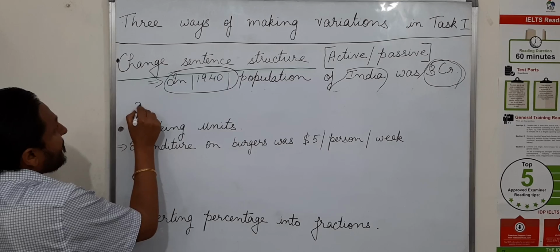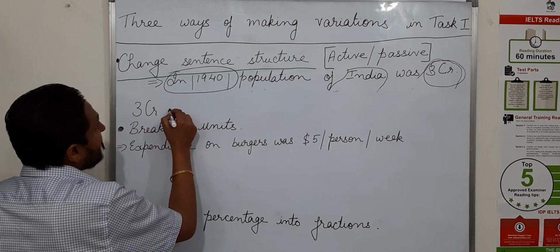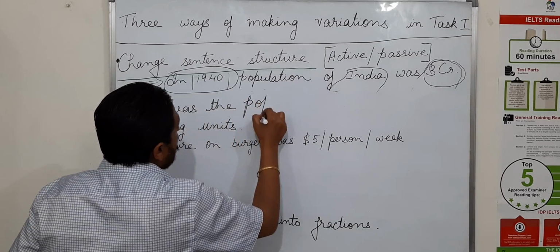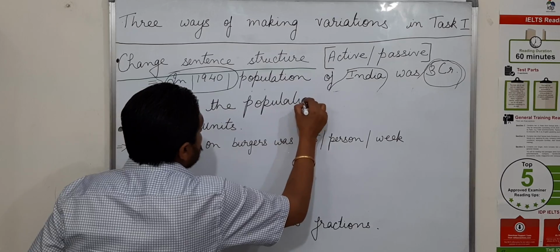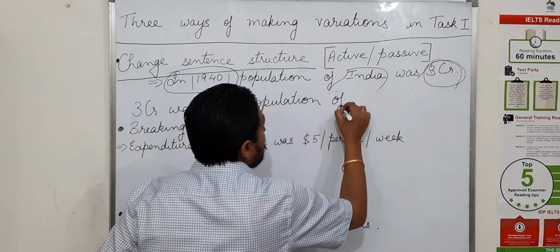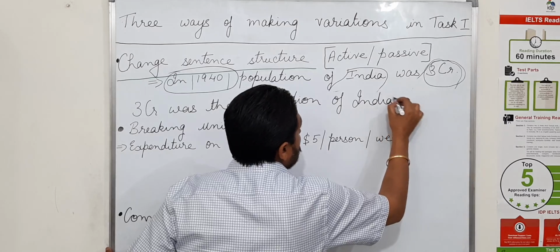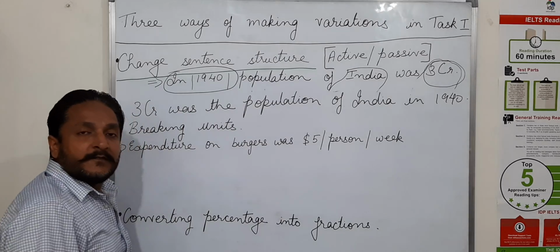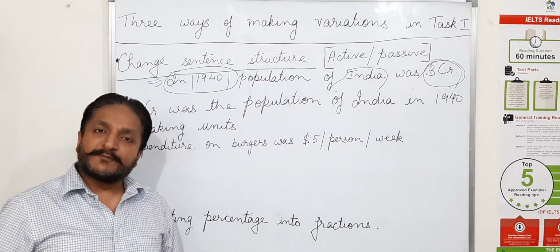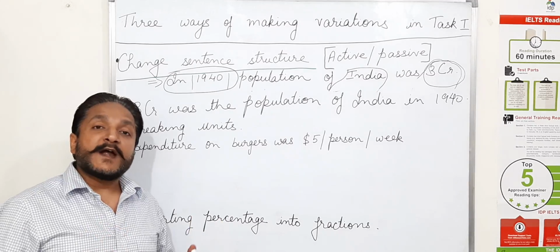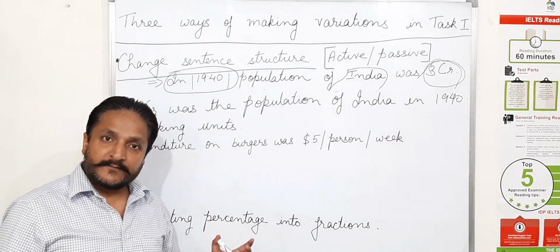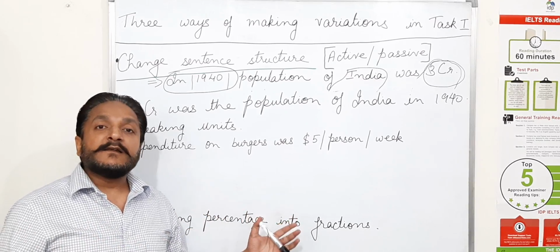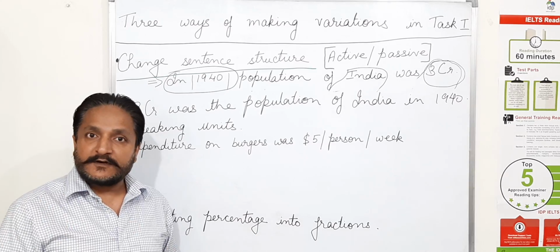That 3 crores was the population of India in 1940. The meaning of the sentence is absolutely the same, but the grammatical construction has been changed. So guys, in this way, you can show your grammatical range to your examiner.